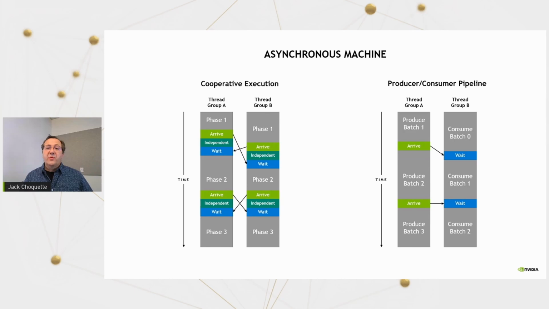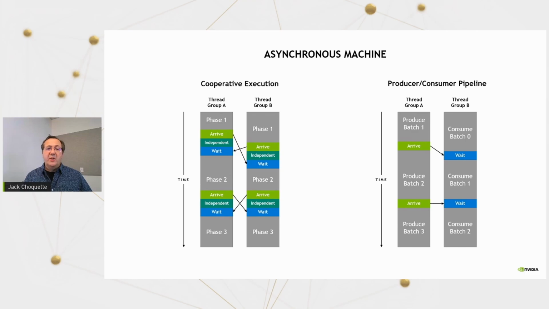Now let's see how things work with an asynchronous machine design approach. Here, synchronization is split. There's an arrive at the barrier and then there's a wait at that barrier. When threads are cooperatively executing, all threads continue to arrive and wait at the barrier. However, between the arrive and wait, each thread can schedule thread-independent work. So instead of being idle, waiting for other threads to arrive, each thread can be busy doing useful work.